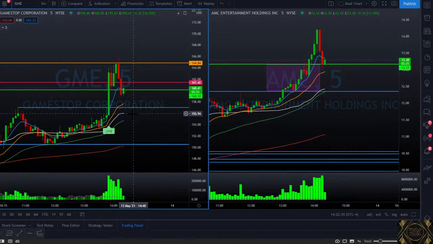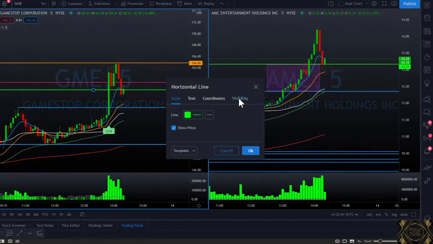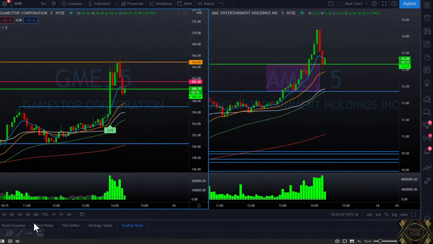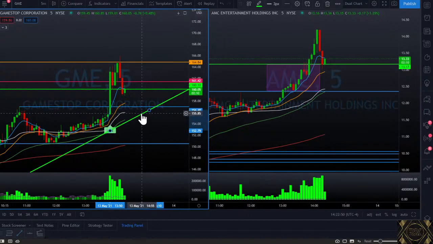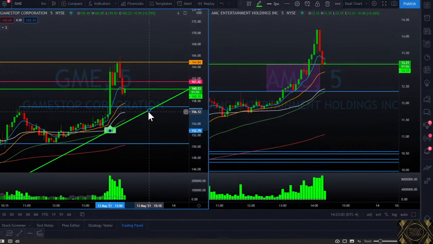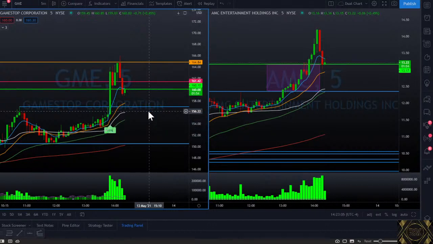What is the trend line you use for TradingView? Oh, so all I do is, if you click this, the horizontal one does that, but on the regular lines like this, the diagonals, just click it and then in style hit extend left, extend right. You can even do stuff like show the bar range, the price range, midpoint, distance, date and time, whatever. There's a lot. I used to do angles, like geometry.